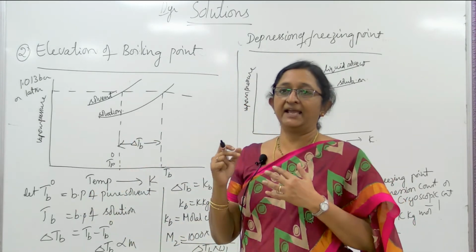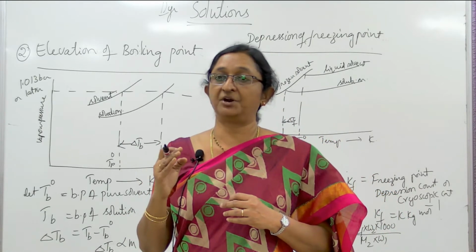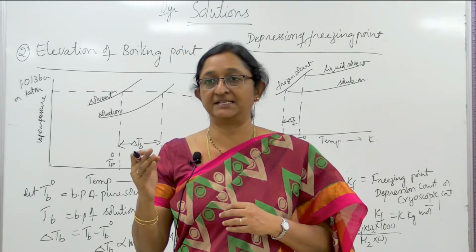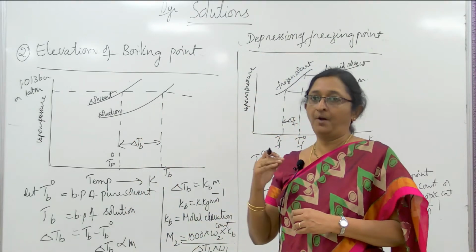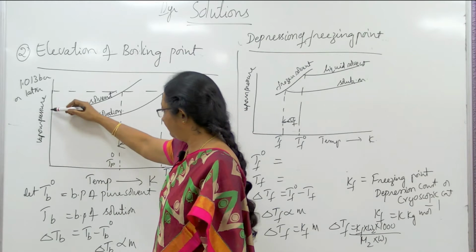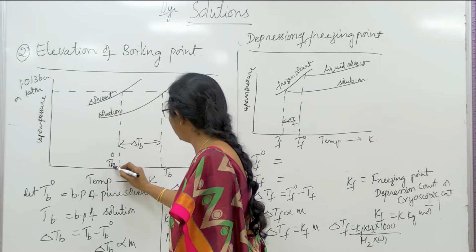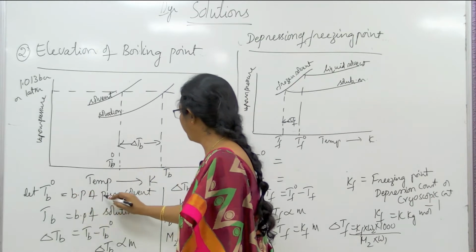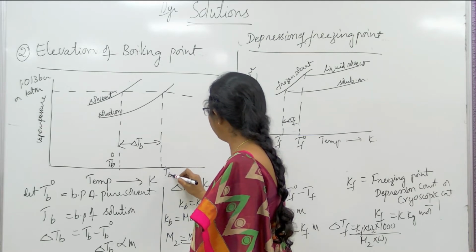So, what do we have to do? We have to raise the temperature, because only then will the vapor pressure increase. Then that vapor pressure should become equal to the outside atmospheric pressure. So, there is an elevation in the temperature. In turn, we can say that there is elevation of boiling point. That's why, when a non-volatile solute is added to the solvent, the vapor pressure of the solution will be decreased. So, we have to increase the temperature so that it can attain the boiling point. That is called the elevation of boiling point.